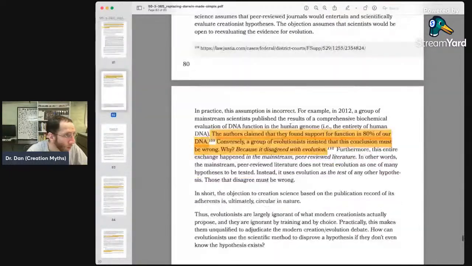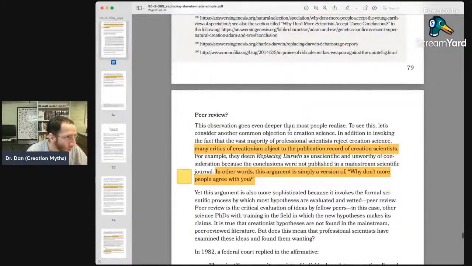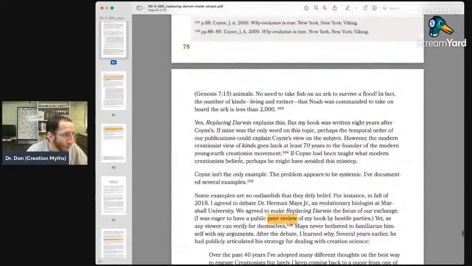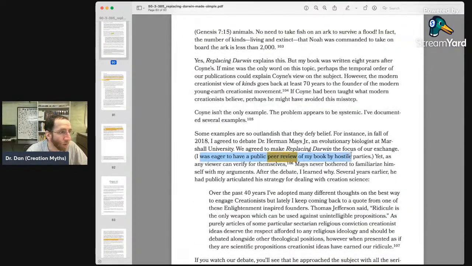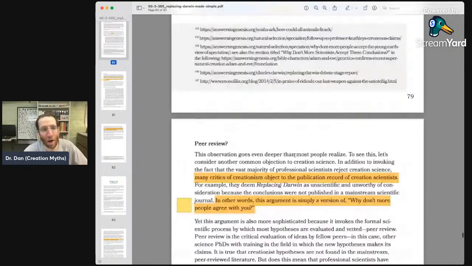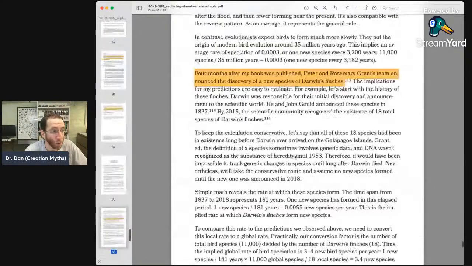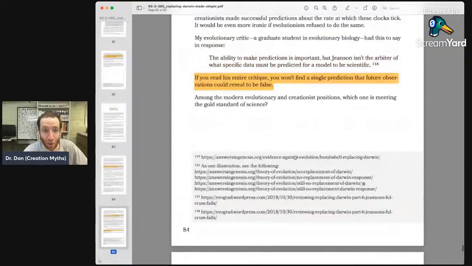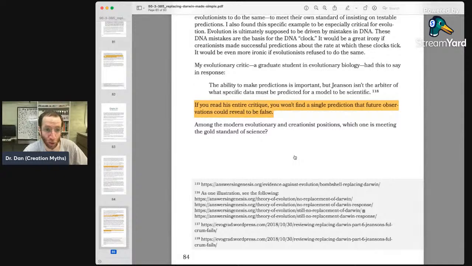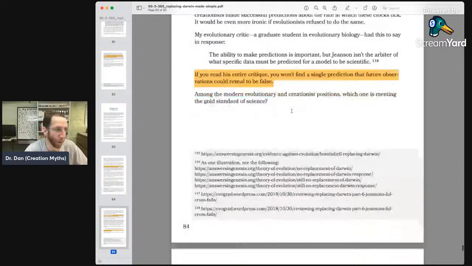Let's just make sure. Hang on. Let's make sure. "I was eager to have a public peer review of my book by hostile parties." That's what EvoGrad did. When you're doing a peer review, you don't make novel predictions. You're testing somebody else's predictions. You're evaluating their work, right? So Jeanson gets what he wants. I think he's a little pissy because it was a graduate student, not like, Richard Dawkins or something, right? But he got what he wanted. He got a critical peer review publicly. And this is his response. This is just throwing a tantrum is what this is. This is not a serious response to that work.